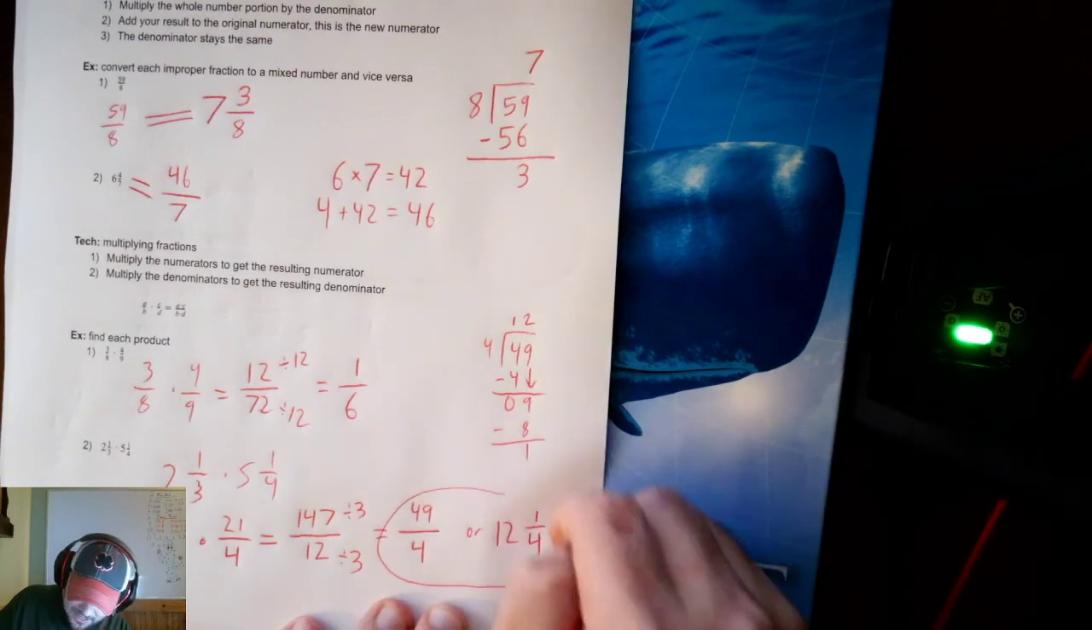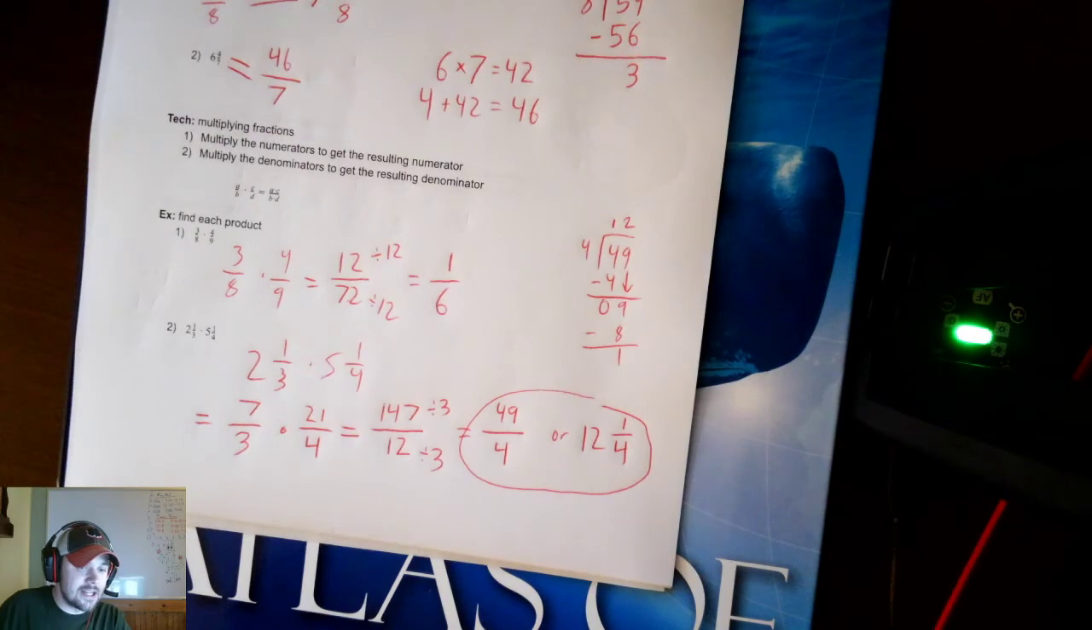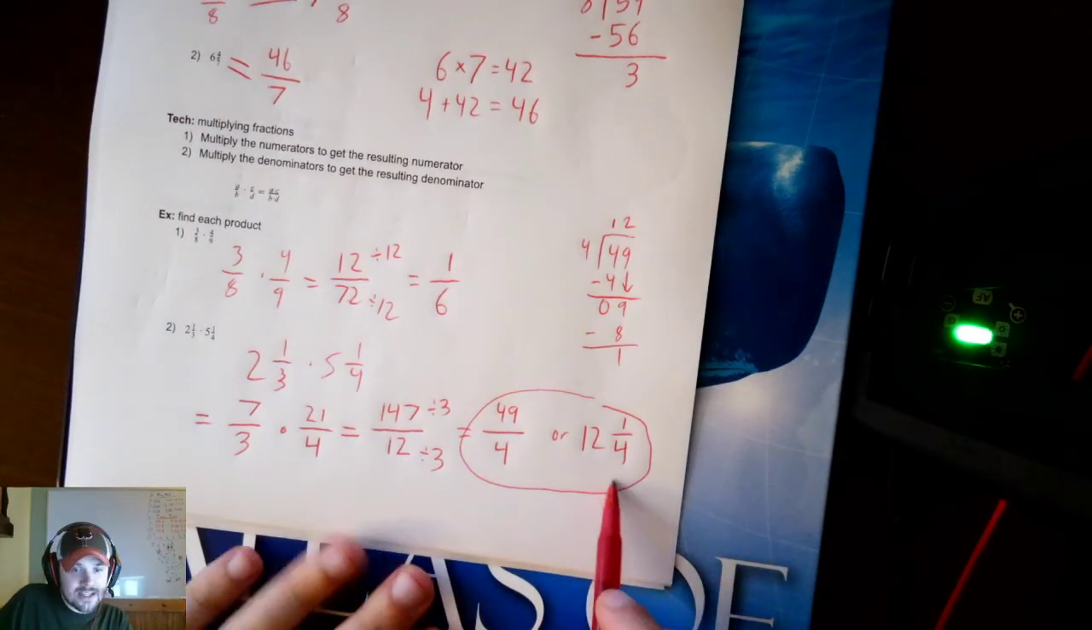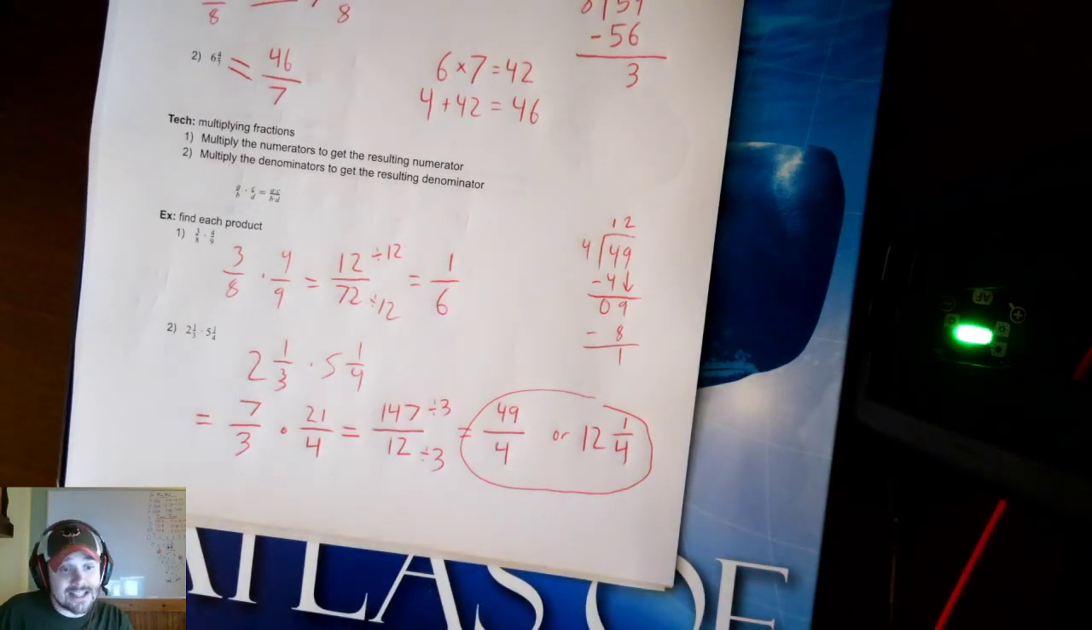Either of these is fine. If a question doesn't specify what type of format to leave your answer in, you choose which one you like. If it says write a mixed number, boom. If it says write an improper fraction, boom. Make sure you're aware of what the question's asking you for, though, and you're comfortable going back and forth.